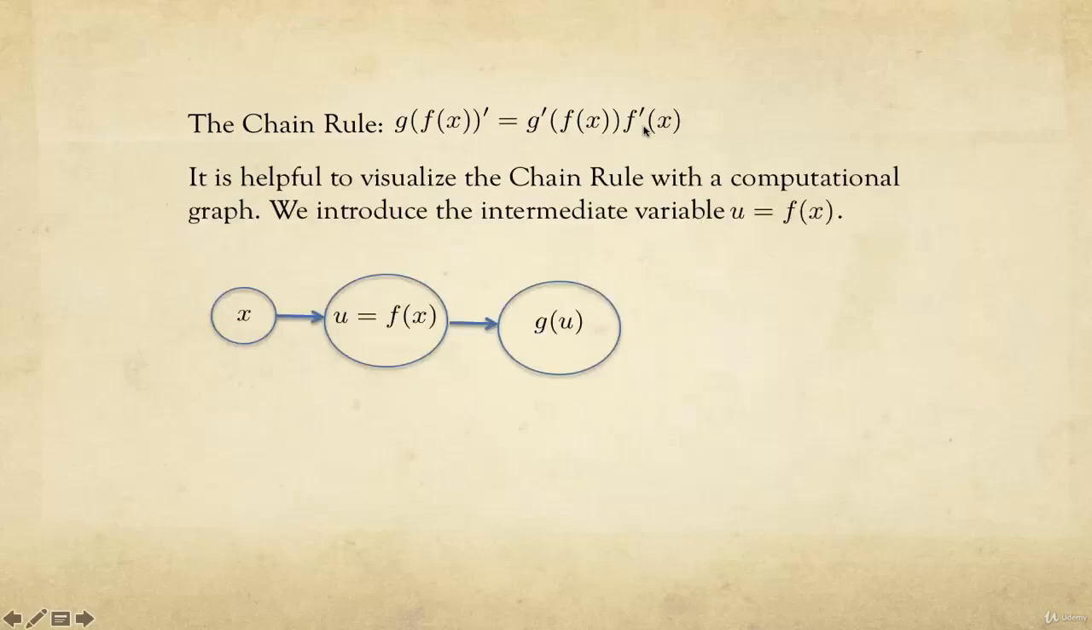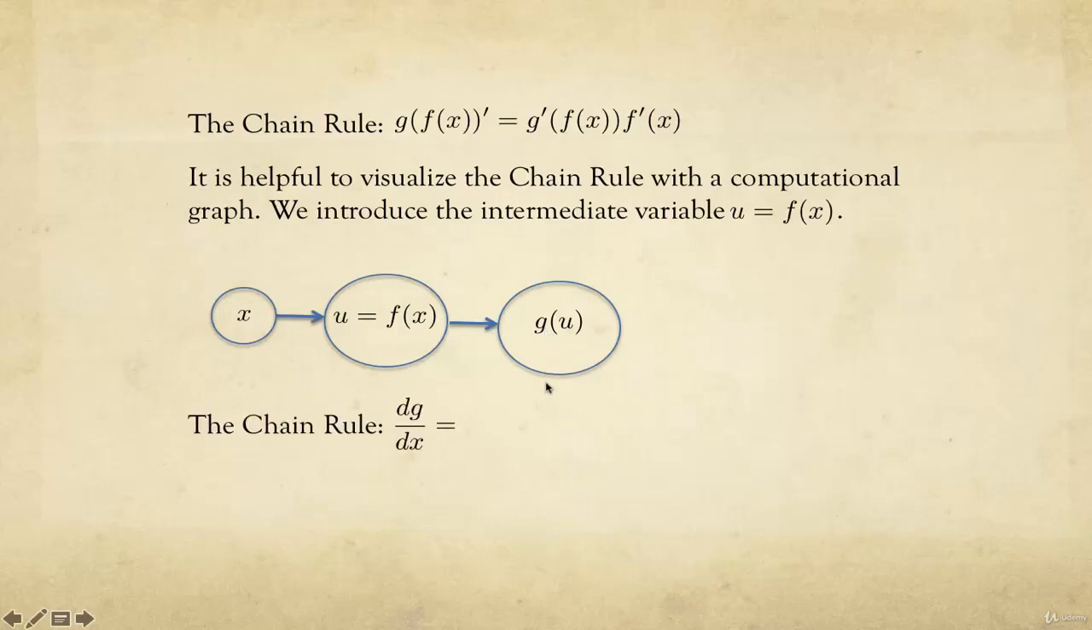So here's a visual way to understand the chain rule. Again, this is by using the computational graph that we talked about in lecture 2. So here's x. We first apply f of x. This is the inside function, and we call that u the intermediate variable. And then we apply g to u. So this is the composition of f and g.